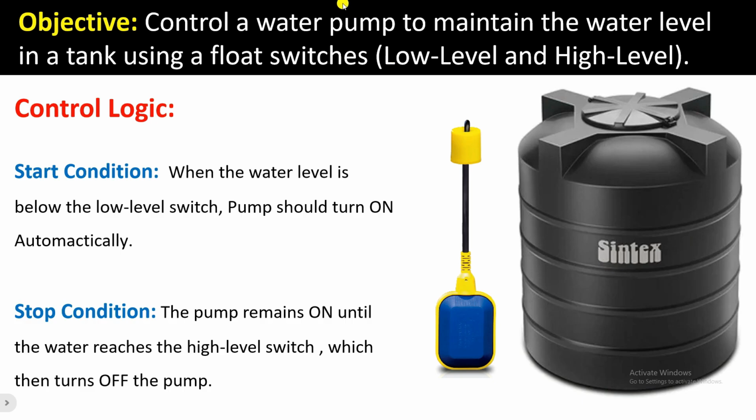The condition of the water pump is shown here. That is how we have to turn the water pump on and off. When the water level is below the low level switch, the pump should turn on automatically. Now, what is told to turn off the pump? The pump remains on until the water reaches the high level switch, which then turns off the pump. It means when the water level goes up, then after a certain point, the water pump should turn off automatically.